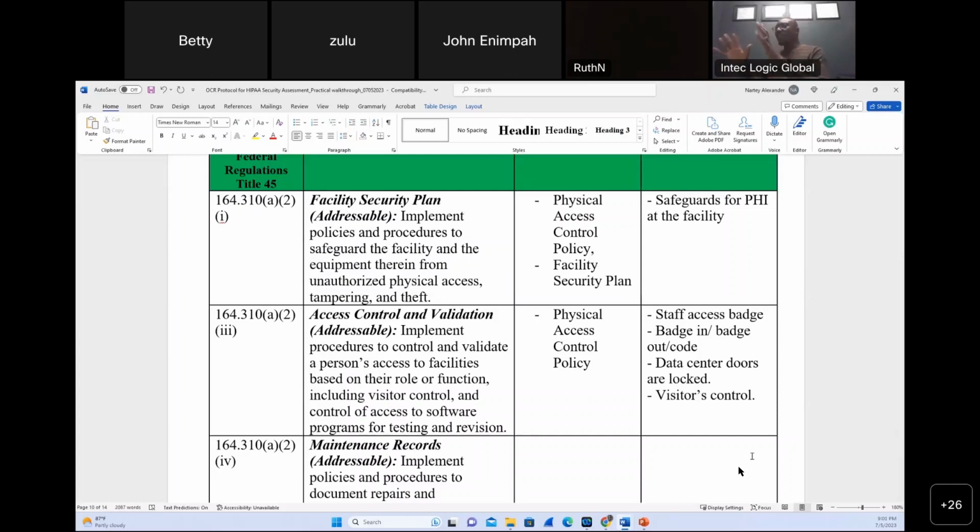If it is a server room, it's server room. You want to check all those things when you are doing your walkthroughs. It shouldn't be a server room serving as a storage. No.